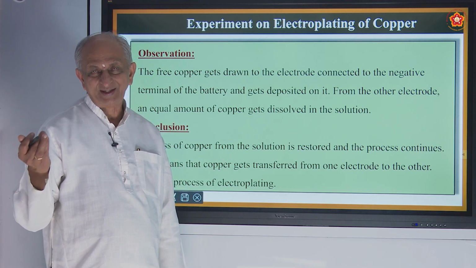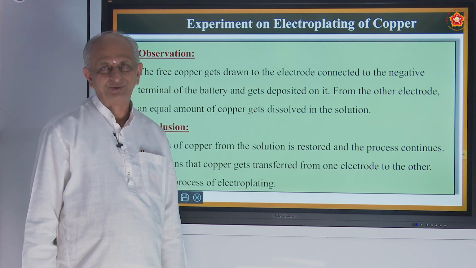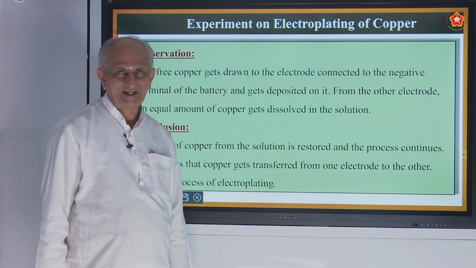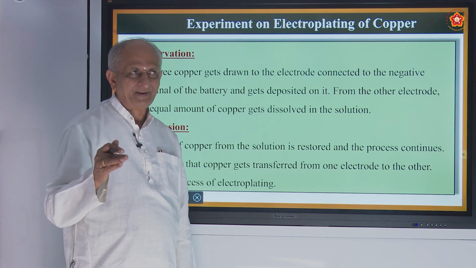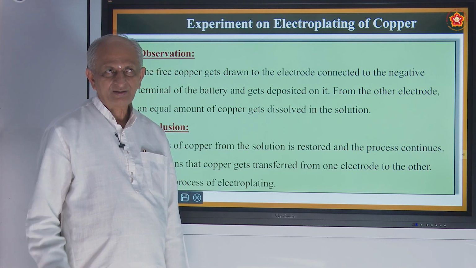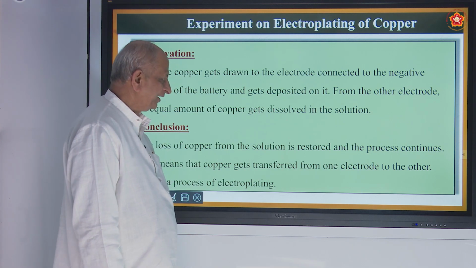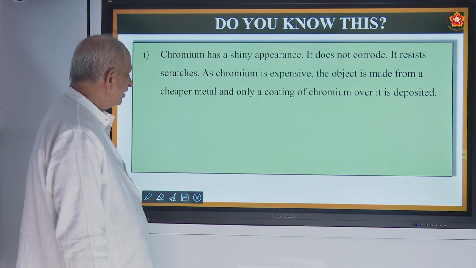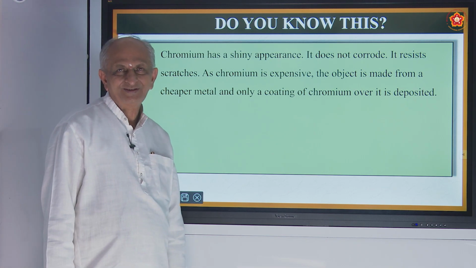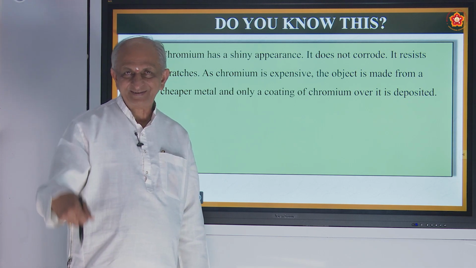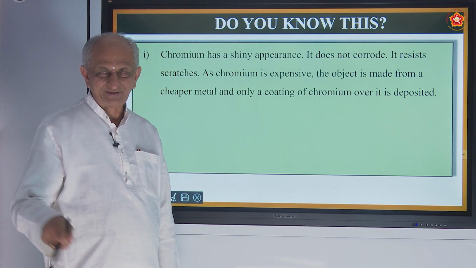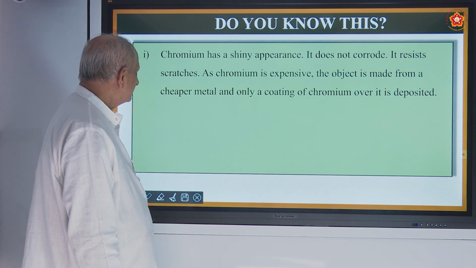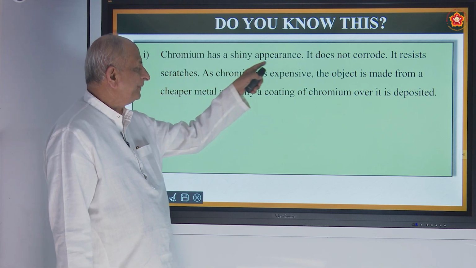Similarly, you can take silver nitrate and get silver deposited on the cathode. Gold, chromium, many metals like that. So all the cheaper metals can be made more attractive. Okay? And one more interesting thing you must note, chromium. Why is chromium used? Especially on cycle stands and even the wheels of car tires. Chromium has a shiny appearance.